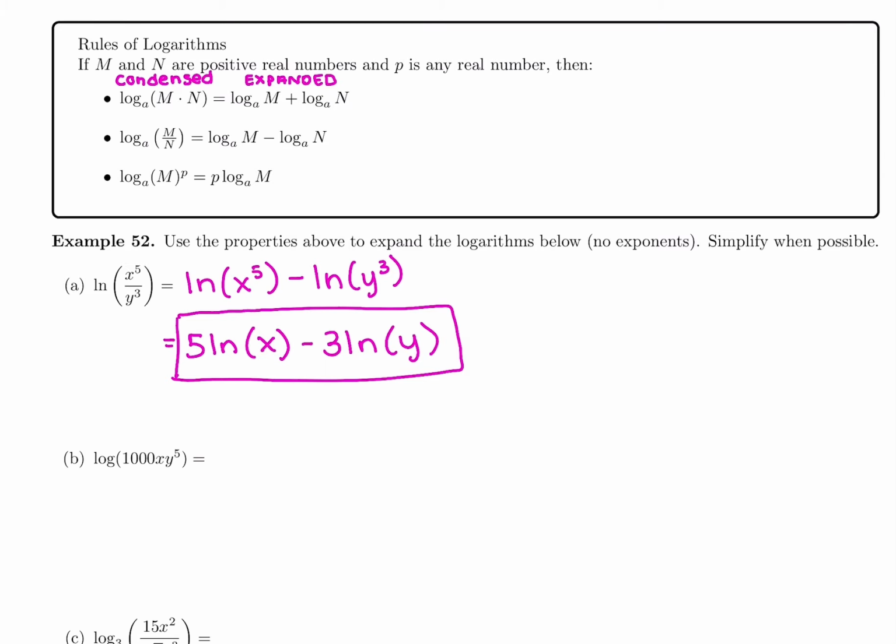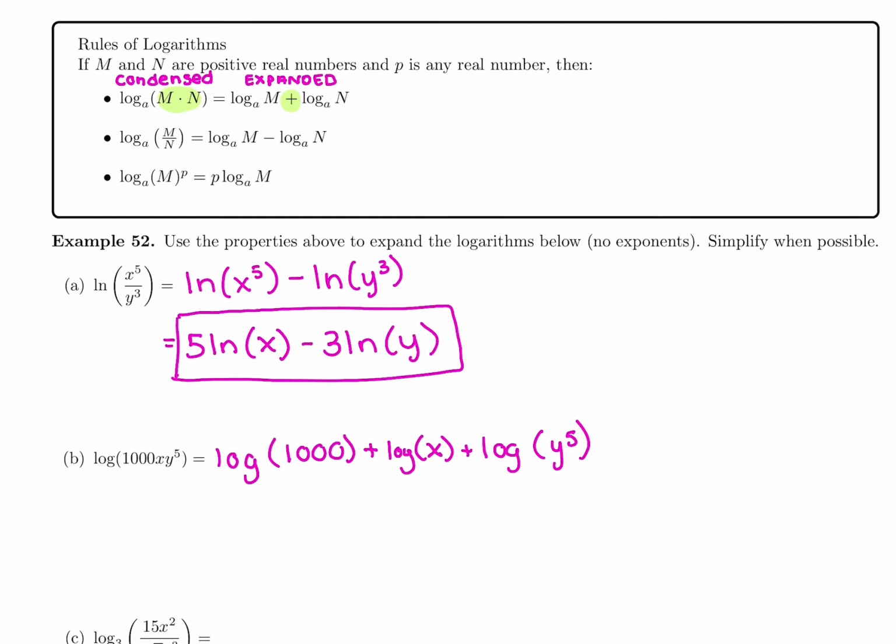If we look at the next problem, we have log of 1,000 times x times y to the fifth. So we're going to take all of that multiplication on the inside and expand it to be addition to start. So I'm going to write it as log of 1,000, which was multiplied on the inside. So when we expand it, it's log of x getting added. Again, it was times y to the fifth on the inside. So we're going to add log of y to the fifth for the last one. These are all logs.